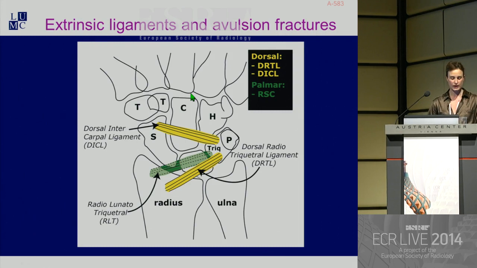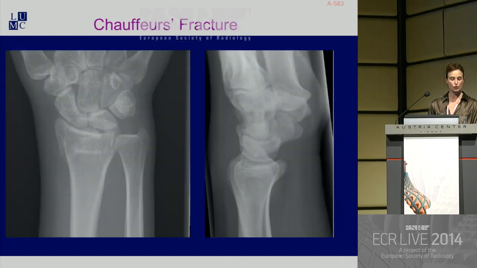Following, I will move now to the volar extrinsic ligaments of the wrist. There are two main ligaments. The first is the radiolunotriquetral ligament, and the second is the radioscaphocapitate ligament. And as you see here, the attachment of these two ligaments is at the level of the processus styloideus of the radius. So in this particular case, we can also have an isolated avulsion fracture of the processus styloideus of the radius, and this is also called the Chauffeur's fracture.